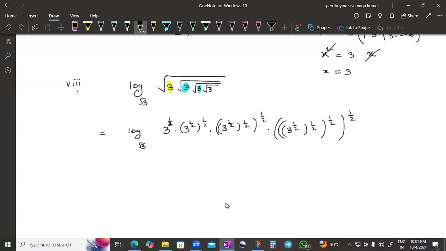Like this. Don't panic, it's very easy. So log of root 3, we are keeping this 3 up for some time. So 3 to the power of 1 by 2 into 1 by 2, because we know that rule, a power m whole power n is a power m into n. So that means you can multiply together. So it will be 1 by 4. For the third 3, it will be 1 by 8. Don't think that it is 1 by 6. 1 by 2 into 1 by 2 into 1 by 2, all the 1 by 2s are multiplied. 2 2s are 4, 4 2s are 8. And of course, the last value will be 1 by 16.